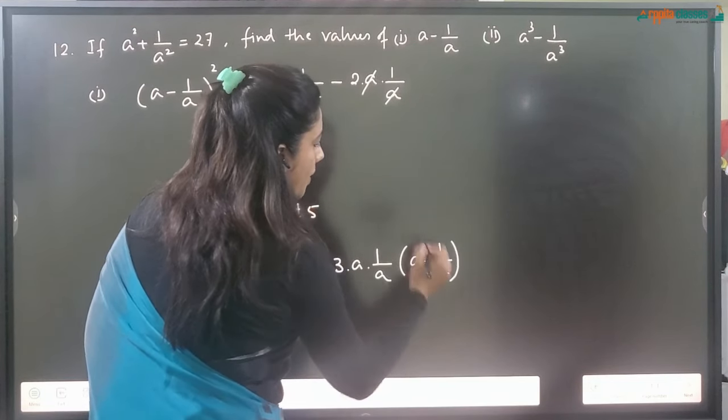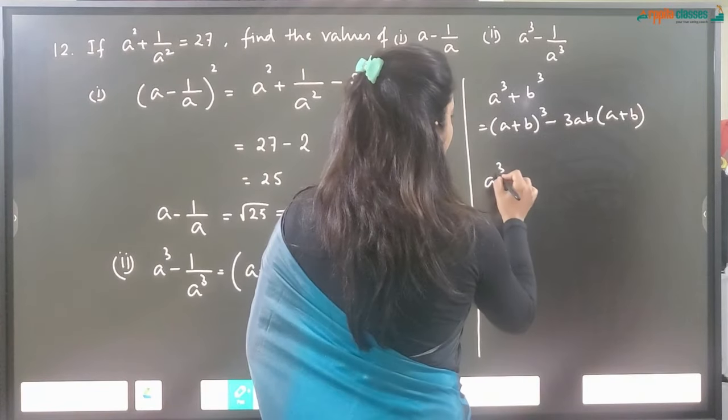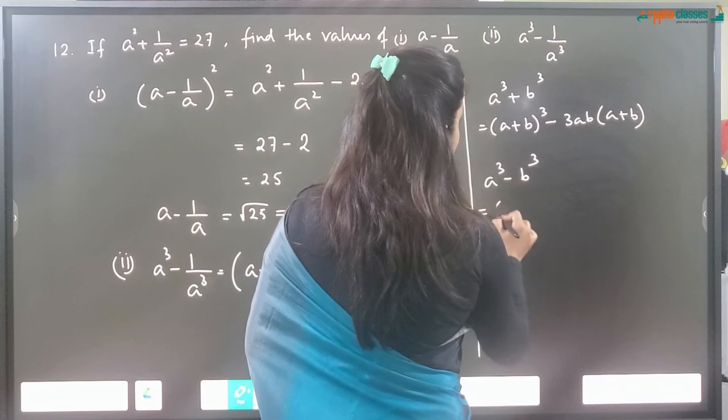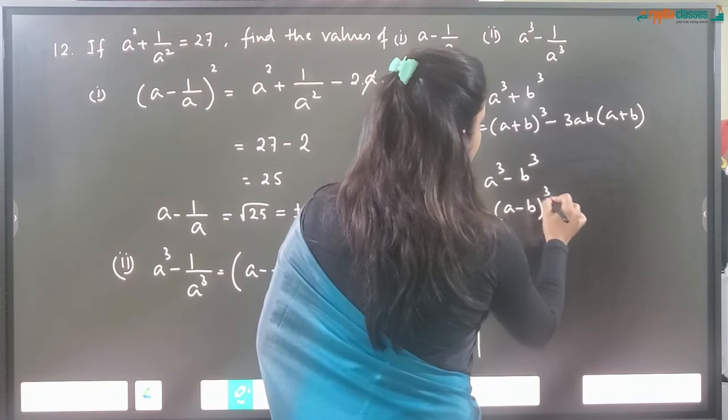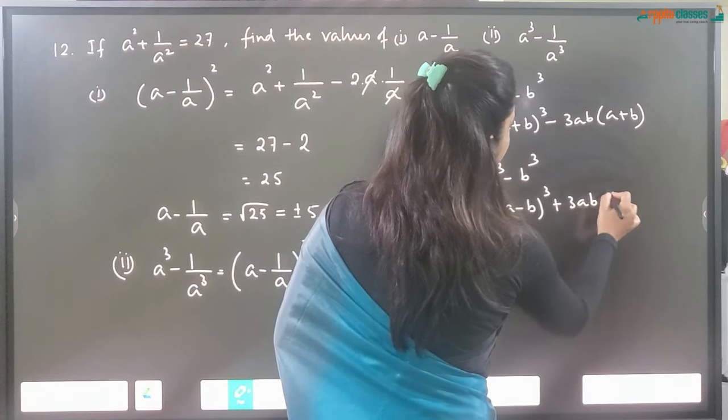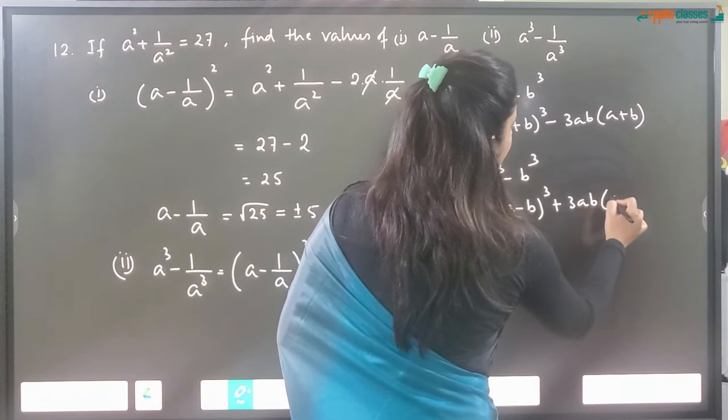If you remember, we wrote the formula for a cube plus b cube as a plus b whole cube minus 3ab whole into a plus b. This is a formula for a cube plus b cube. Similarly, a cube minus b cube would be a minus b whole cube plus 3ab whole into a minus b. So this is a formula which I have written over here. A minus b whole cube plus 3ab into a minus b.